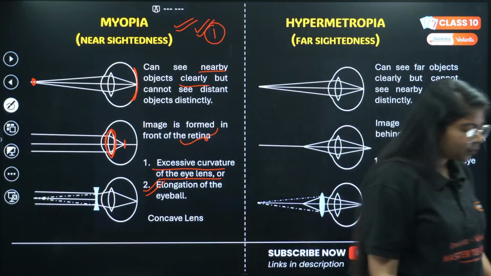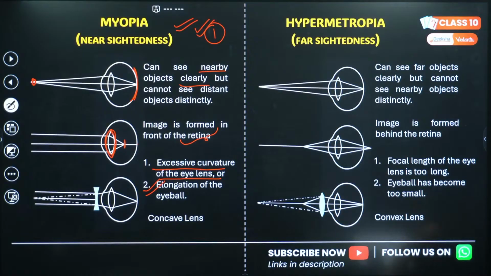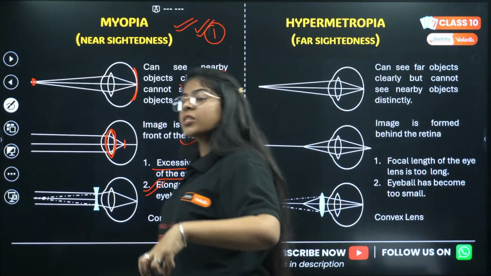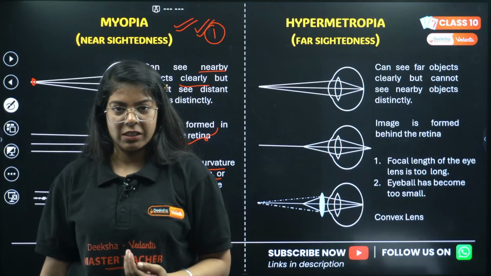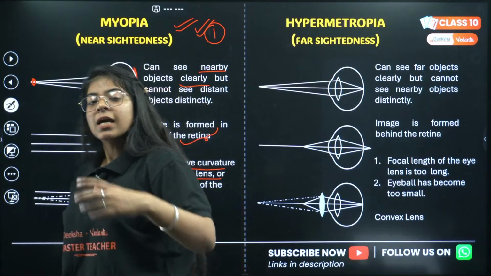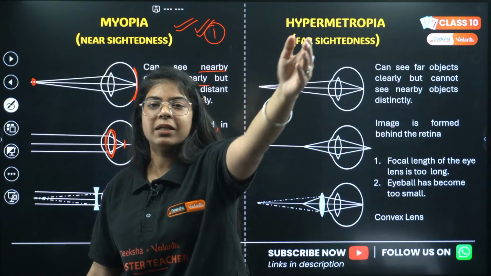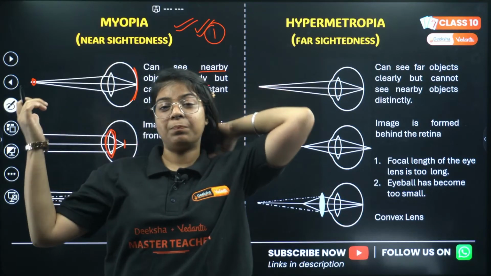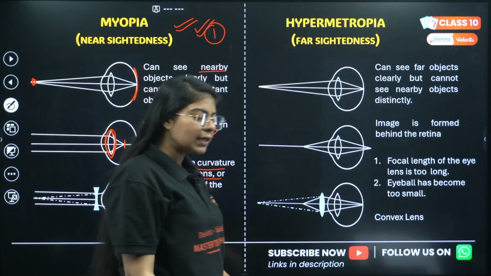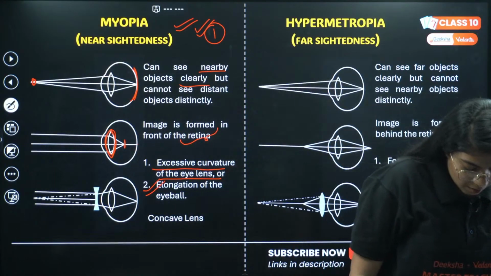Moving on to hypermetropia. Hypermetropia is nothing but the inverse of myopia. Hypermetropia says a person can see far objects clearly but not nearby objects clearly. Like your grandparents, they can see you standing 100 meters away, but they are not able to read a book kept at 25 centimeter. That is where hypermetropia comes into play.